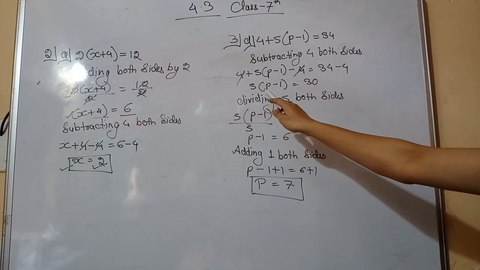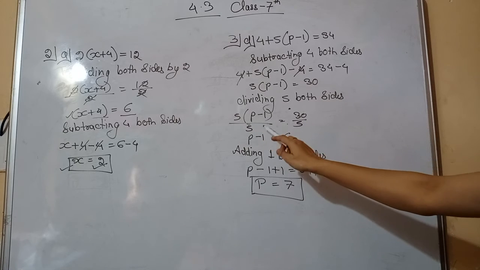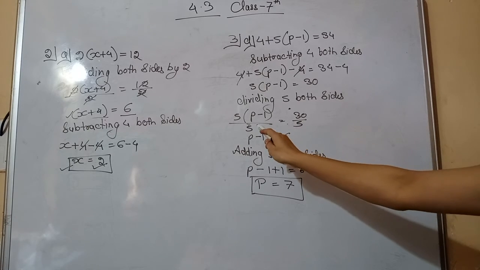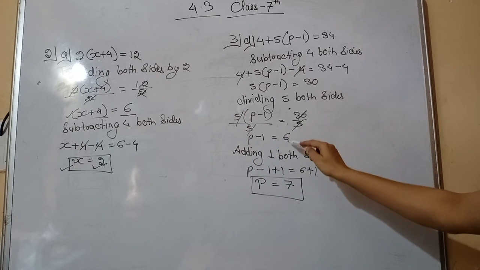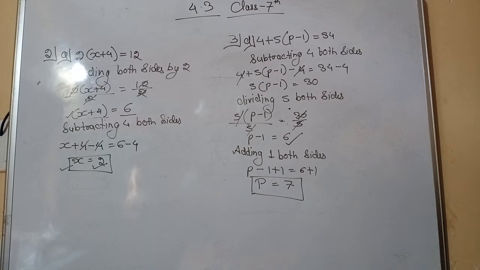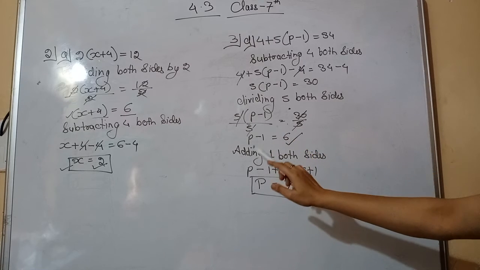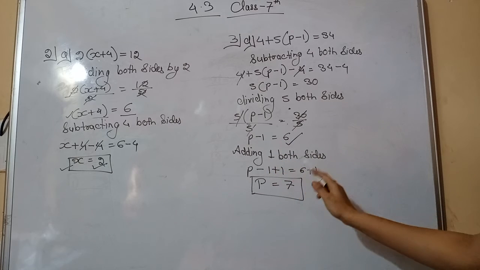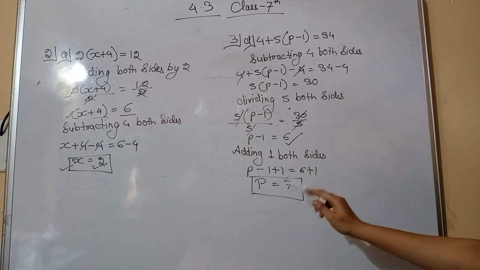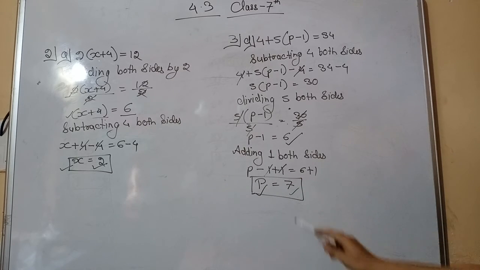Now 5 is in multiplication with p minus 1. So what we will do? We will divide 5 both sides. So (5p - 1) divided by 5, 30 divided by 5. This 5 and 5 cancel out. Remaining left is p - 1. 5 ones are 5, 5 6s are 30. So here it gives us 6. Now with variable, what is the constant? That is 1, and in subtraction. So what is the opposite of subtraction? Addition is opposite of subtraction. So adding 1 both sides, p - 1 + 1, and here also 6 + 1. Minus 1 plus 1 cancel out, remaining left is p, and here 6 plus 1 gives us 7. So this is how we got the value of variable p.